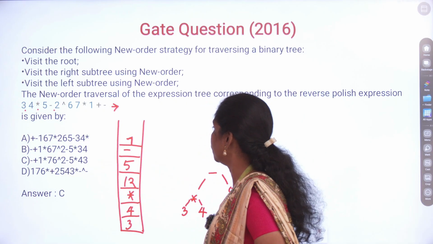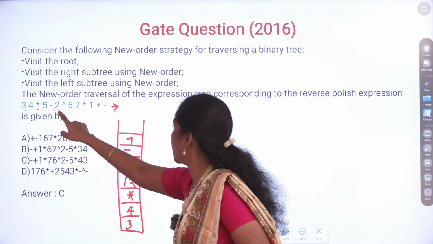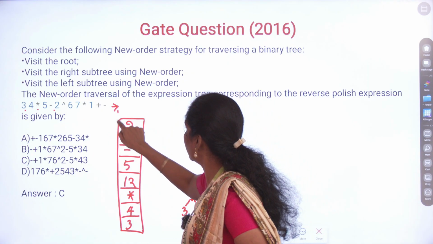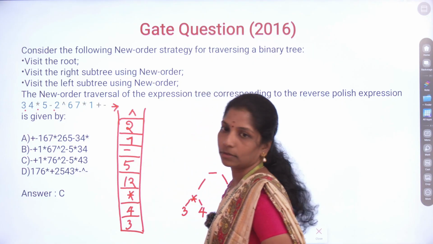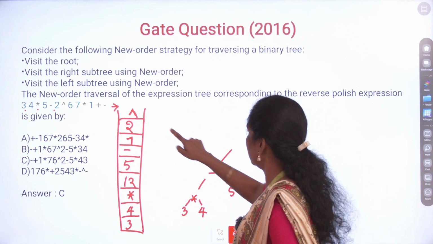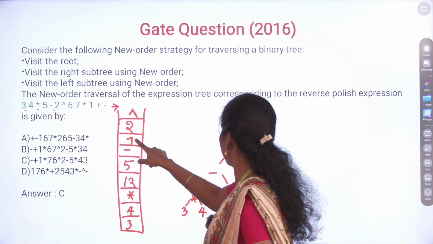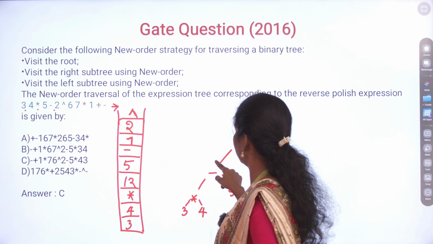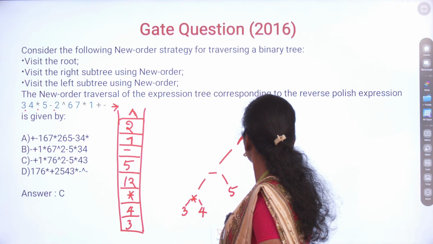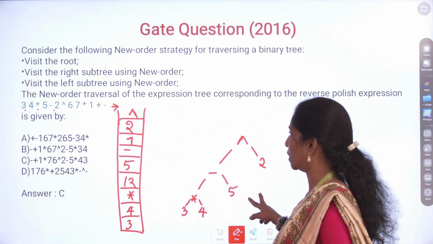Then after 7, till minus we have pushed. After 7 we are going to push the value 2, and then after 2 we are going to push the power symbol. So here we are going to convert this into a tree now. So already we got 7 here. From this we are going to push. Okay, so we pushed all the elements and then we got the tree so far like this.